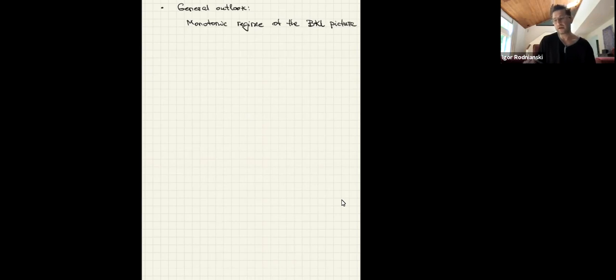So BKL, let me remind you that this stands for Belinsky, Khalatnikov, and Lifshitz. And the BKL picture, the BKL proposal, sometimes people call it BKL conjecture. This goes back to the work that Belinsky, Khalatnikov, and Lifshitz in various combinations did in the 60s and then in the early 70s. Maybe the defining paper in there is the 1970 paper. Okay, so this is the monotonic regime.